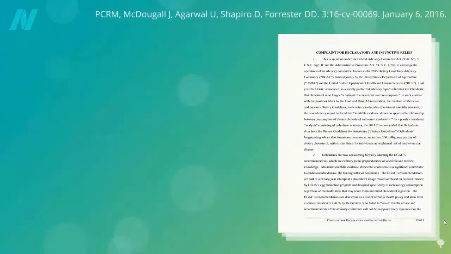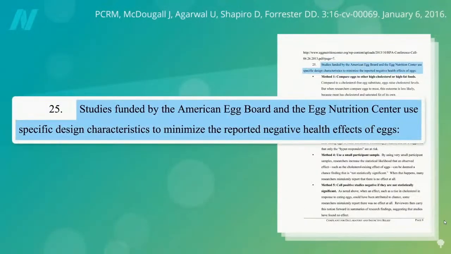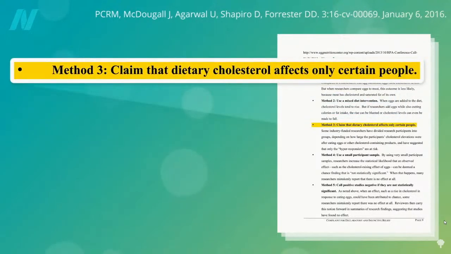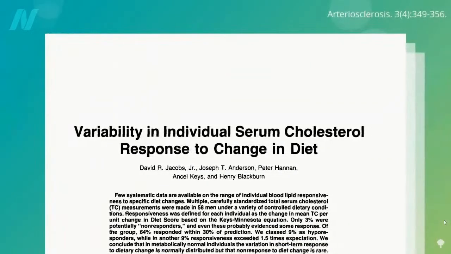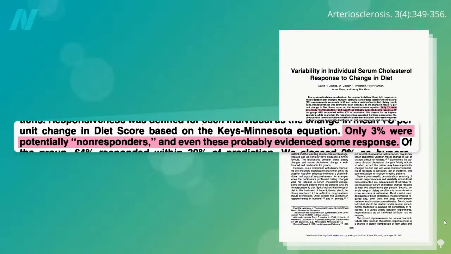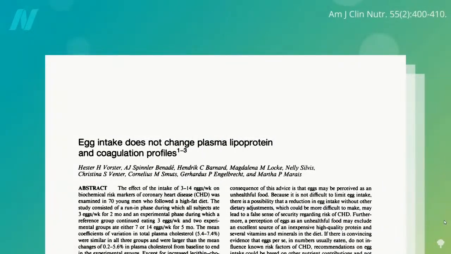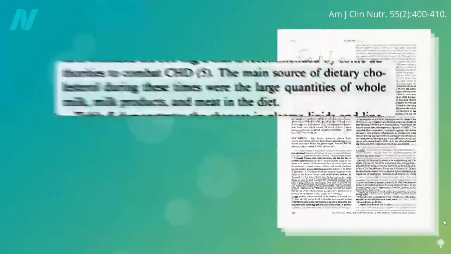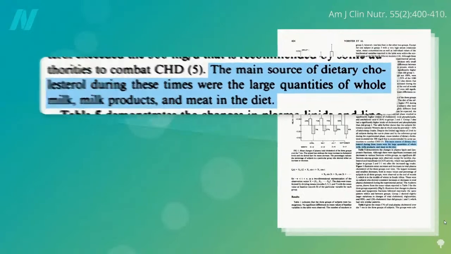Period. Now, studies funded by the Egg Board use a variety of methods to try to minimize the reported negative health effects of eggs by, for example, claiming that dietary cholesterol affects only certain people. That's actually been put to the test, and only 3% were even potentially non-responders to dietary cholesterol, and even these probably evidence some adverse response. Wait, then how was the Egg Board able to design a study in which egg intake did not change blood cholesterol? By feeding them sufficiently large quantities of dairy and meat.